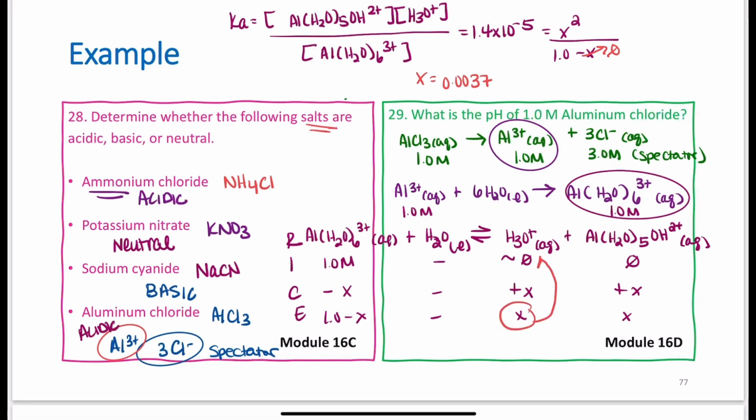But again, remember that represents the hydronium concentration at equilibrium. So that is molar, and that is equal to H3O+. We should check our assumption just to be safe. I have 0.0037 molar divided by 1.00 molar times 100%. This gives me 0.37%. So it is a valid assumption, and I can move forward.